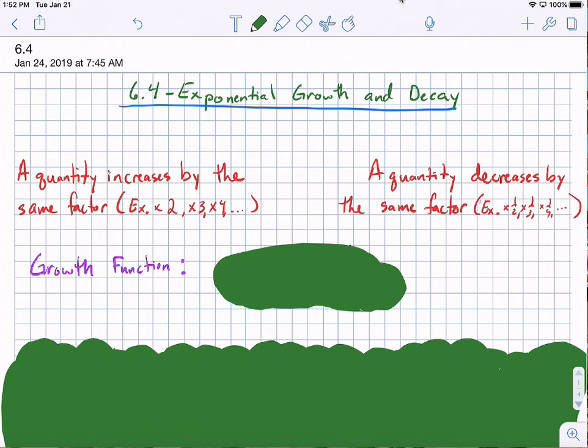Well, a big part of this is getting us to a point where we can understand exponential growth and decay and what that means. Exponential growth and decay sound really fancy. Maybe they'd be difficult, but really it's a pretty simple idea.